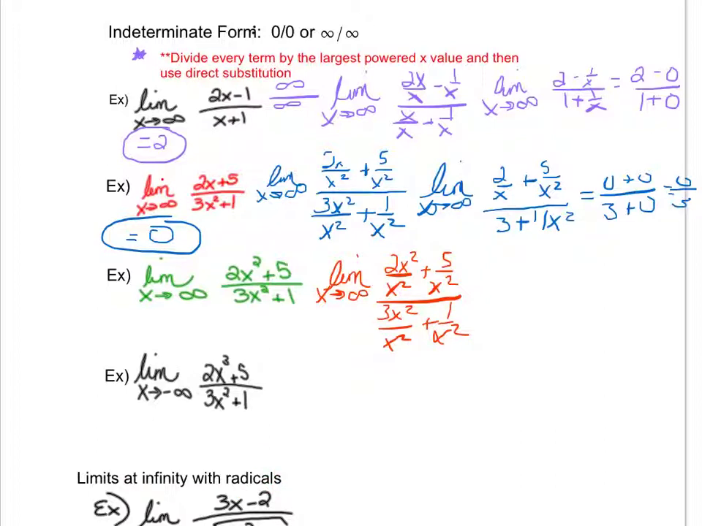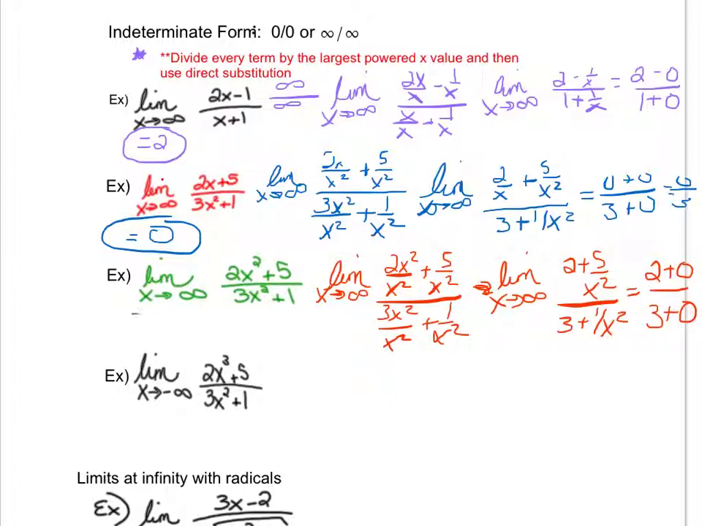I plug infinity in. Let me back up. First I'll reduce. So I get the limit as x approaches infinity of 2 plus 5 over x squared, all over 3 plus 1 over x squared. So my first term will remain 2. My second term will drive towards 0. On the bottom, my first term remains 3. My second term drives towards 0, and I do get 2 over 3.